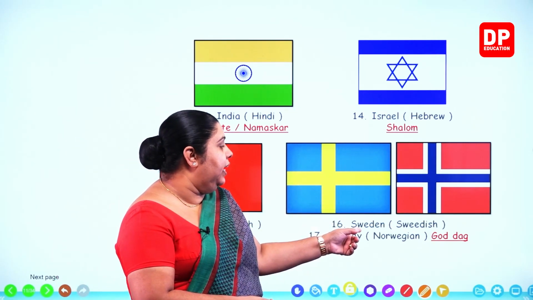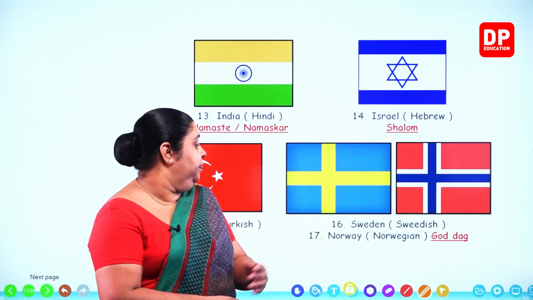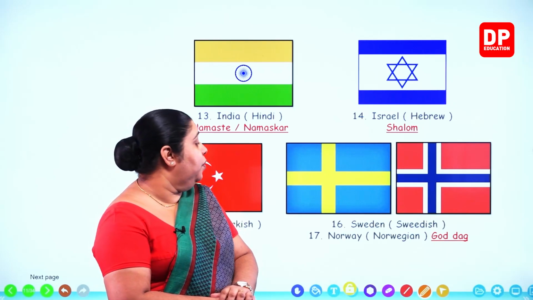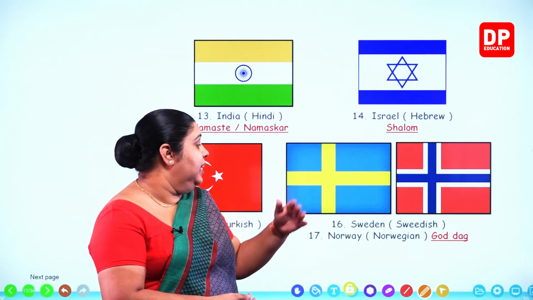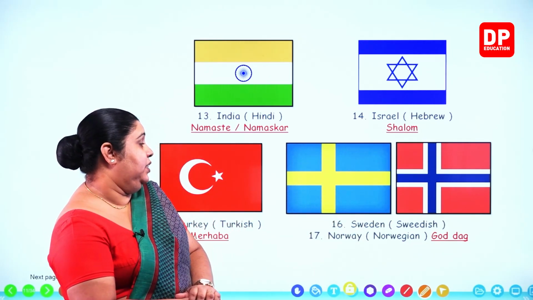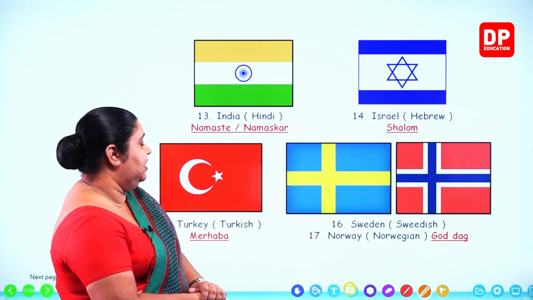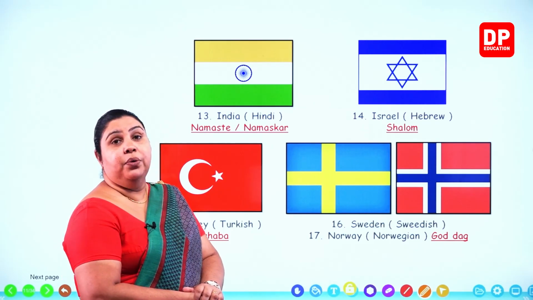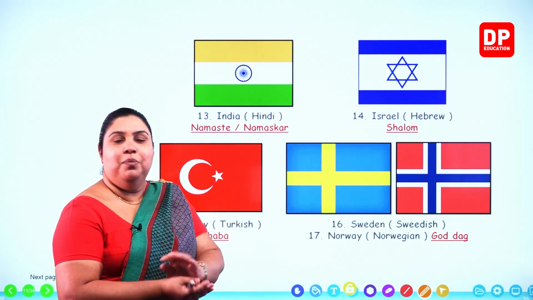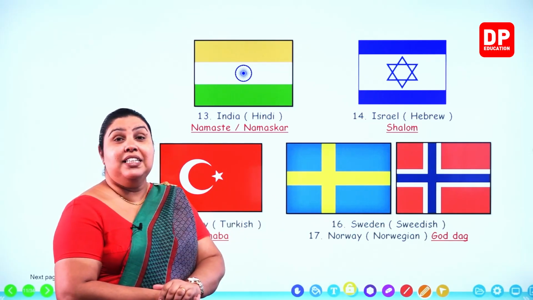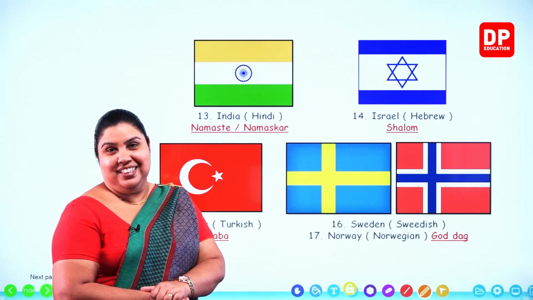The Sweden people are called Swedish. Norwegian. So Swedish is the language and Norwegian is the other language. So they say God dag, that is the way they greet each other. Right. So now we are going to move on to our next slide. I hope you will practice these little greetings while you are in the class. You write these things down so you won't forget and you can greet each other and enjoy your lessons.